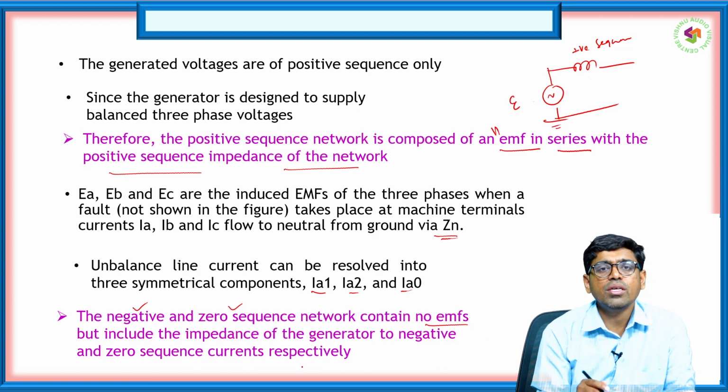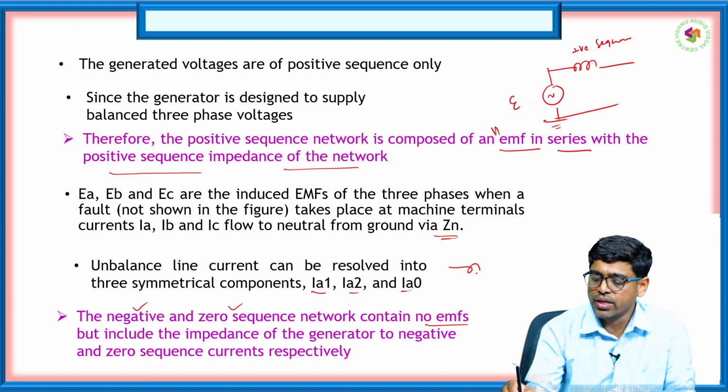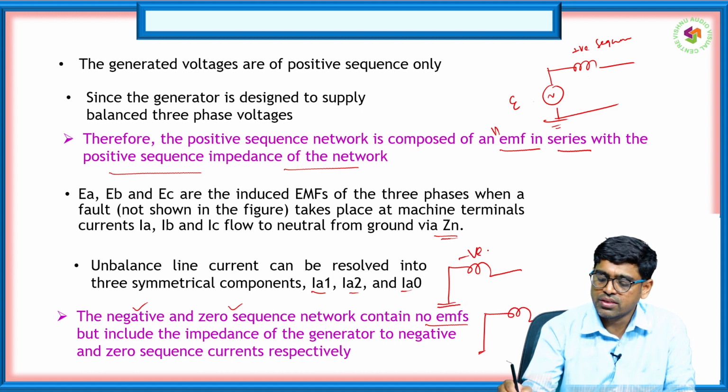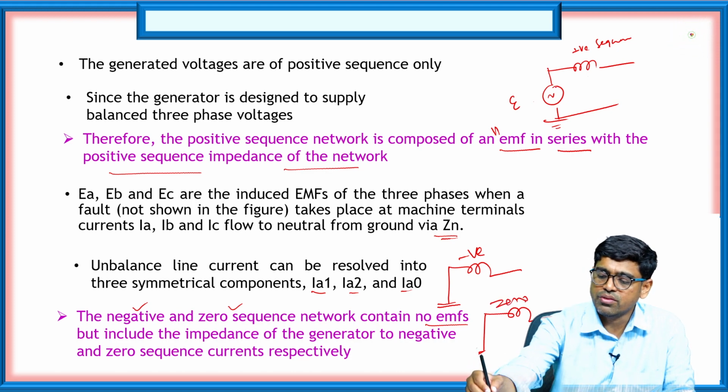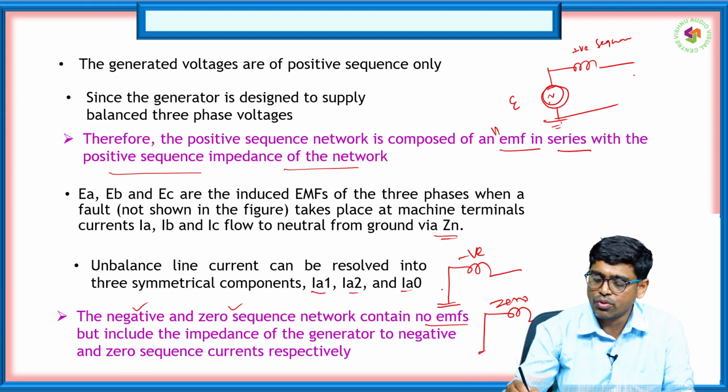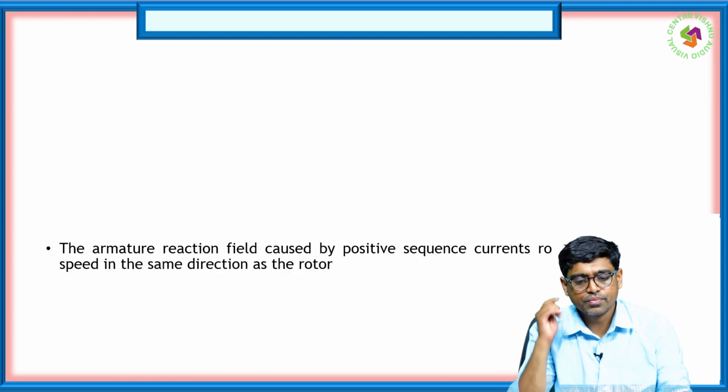So in case of negative and zero sequence, we need to represent only the reactance. This generator has a negative sequence impedance and a zero sequence impedance. But in case of positive sequence, we need to represent a voltage source in series with the reactance. Here only one reactance. In zero sequence also only reactance.